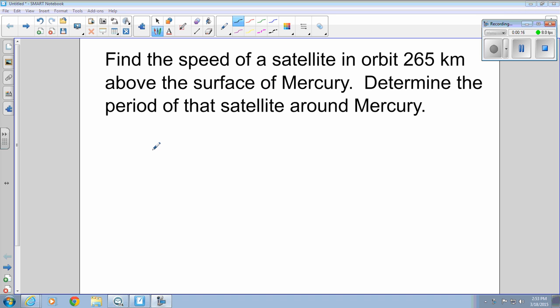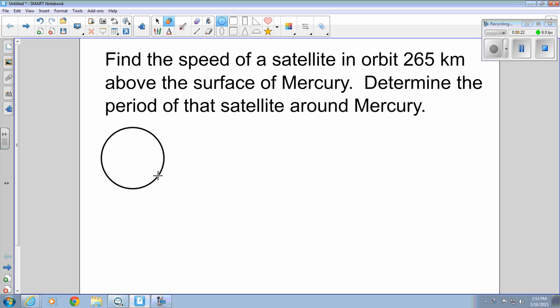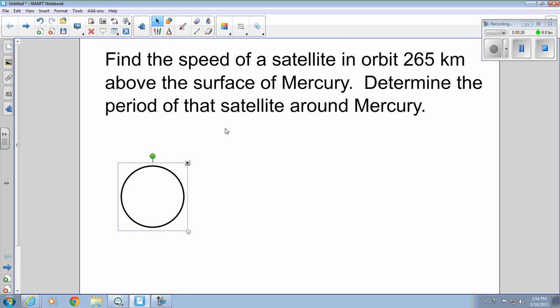So let's say we've got Mercury here. And we've got a satellite that is orbiting Mercury. Here's the satellite orbiting Mercury, and it's orbiting 265 kilometers above the surface. Okay, so its orbit is 265 kilometers.